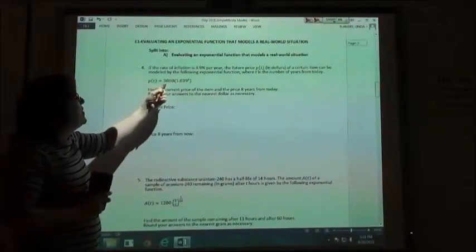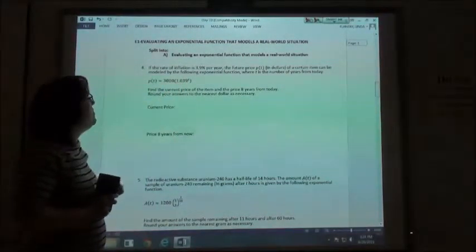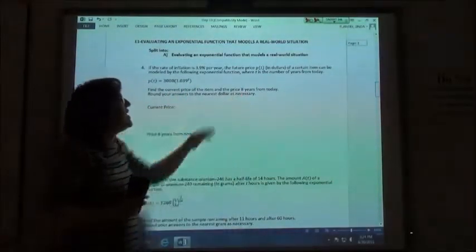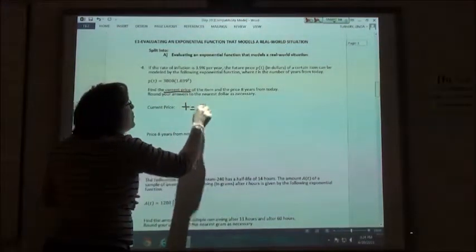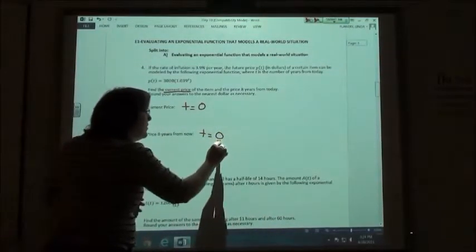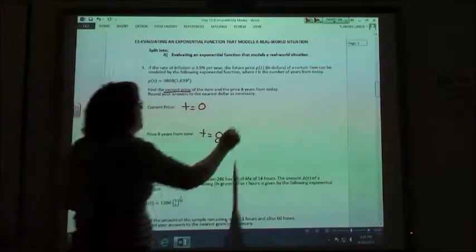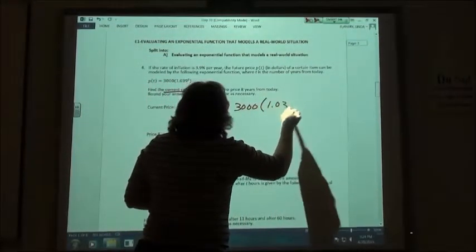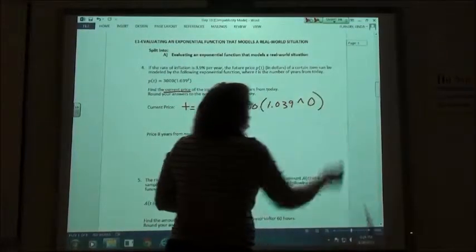P of t is 1.039 to the t power. We want to find the current price and the price 8 years from now. Well, the current price, the time is going to equal 0. 8 years from now, my time is going to equal 8. So I'm going to have 3,000 times 1.039 to the 0 power, right?